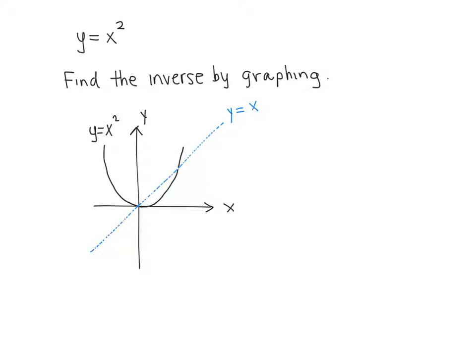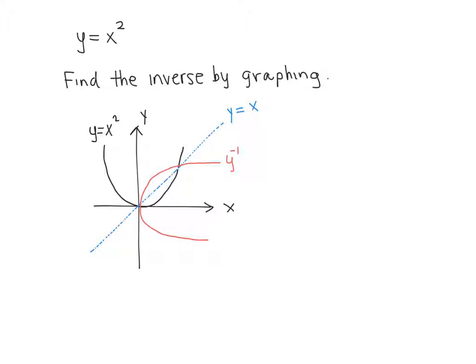Given y is equal to x squared, find the inverse function by graphing. So in order to draw an inverse, it must be reflected on the line of y is equal to x. So pause this video and see if you can do this. Alright, so once you graph the inverse function, it should look somewhat similar to this, right? So that is the inverse function of the given function.